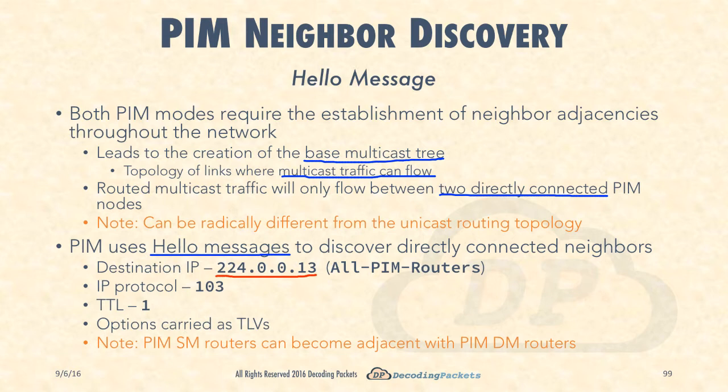So all of the PIM routers are listening to this, and all of the PIM routers send essentially to this IP. The IP protocol contained in the IP packet is 103. That is the well-known number for PIM. So they should be listening to that.